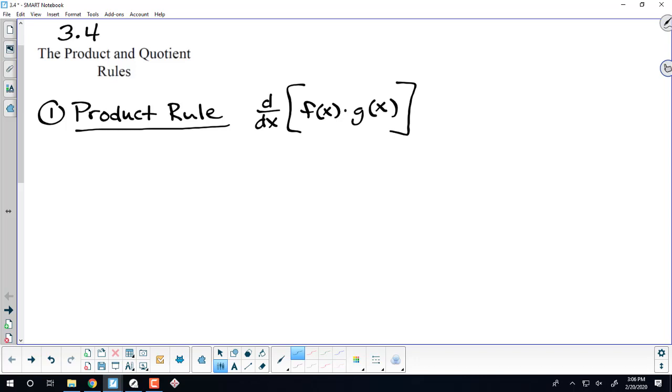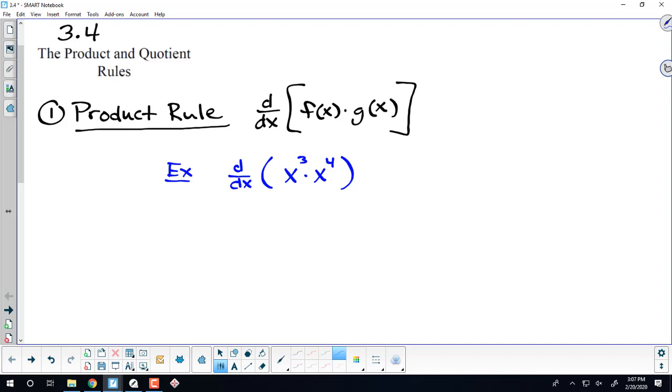So how do we take the derivative of f times g? We're going to use this example where we have to take the derivative of a product of something we know what it should turn out to be. So if we take the derivative, let's say, of x cubed times x to the fourth, what should the derivative of x cubed times x to the fourth be? 7x to the 6. Yeah.